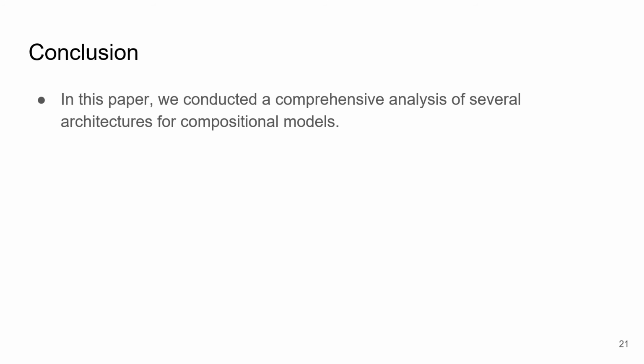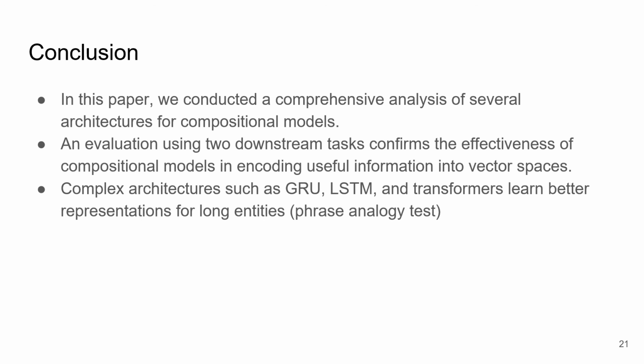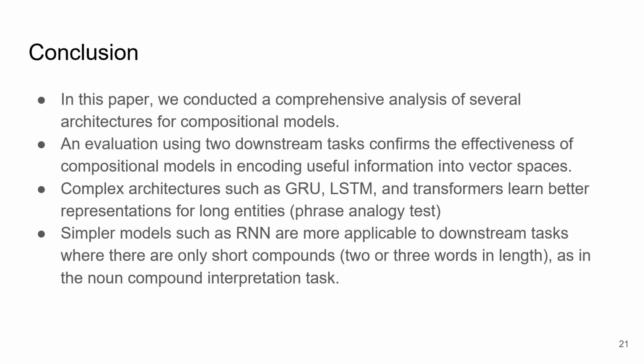Finally, we conclude the presentation. In this paper, we conduct a comprehensive analysis on several architectures of compositional models. An evaluation on two downstream tasks confirmed the effectiveness of the compositional model in encoding useful information into the vector space of the compound. Complex architectures such as GRU, LSTM, and transformer learn better predictions for long entities, such as in the phrase analogy test. Simpler models such as RNN are more applicable to the downstream task where only short compounds, two or three words in length, are used, as in the noun compound interpretation task.